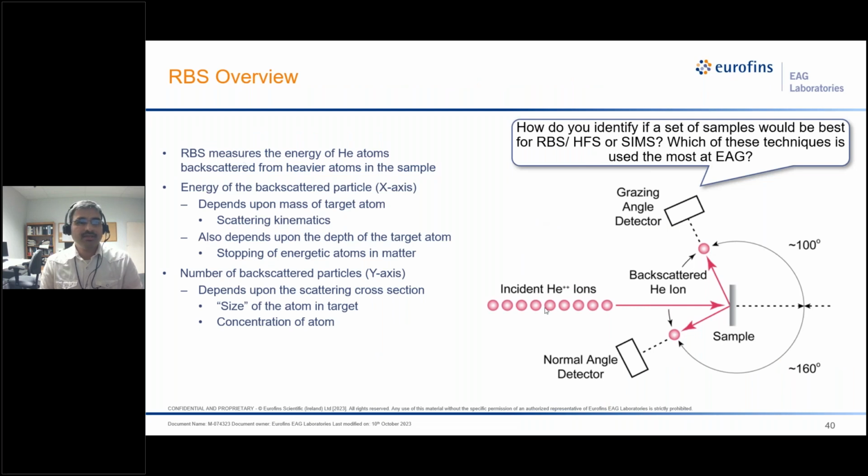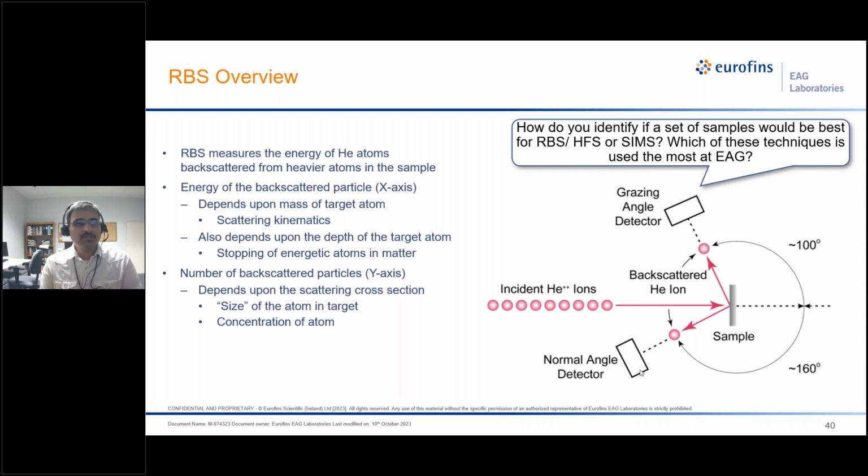So here is the schematic of the RBS experiment geometry in our lab. Ions enter the sample at normal incidence. There are two detectors. The scattering angle is 160 degrees for one detector, and this is another detector where the scattered atoms enter the detector at grazing incidence. The scattering angle is a little bit variable, 90 to 100 degrees. We can vary the scattering angle for this detector.